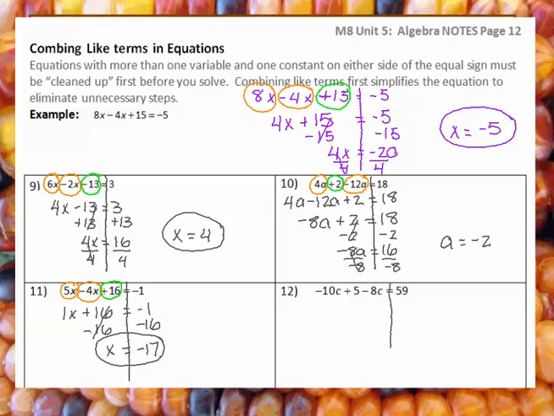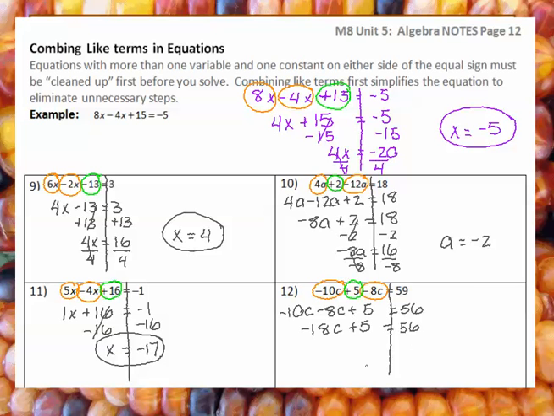If I look at 12, remember I'm solving, so I can draw my line. Do I have any distributive property? No. Do I have any combining like terms? Yes. I have negative 10c and negative 8c. And then I have my constant of positive 5. Remember, don't cross that line. Negative 10 and the negative 8 need rewritten in the right order. So I have negative 10c minus 8c plus 5 equals 59. Now I can combine. Negative 10c minus 8c gives me negative 18c plus 5 equals 56.